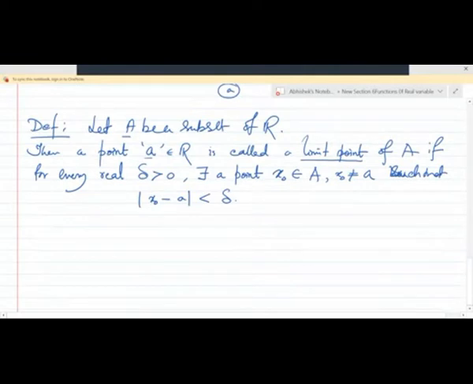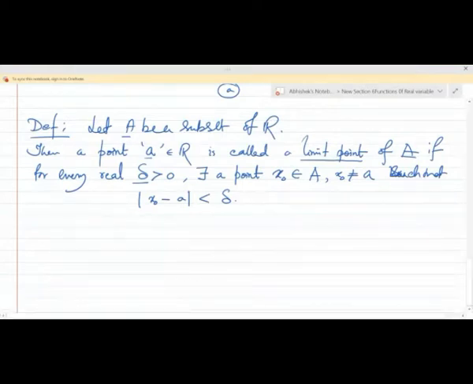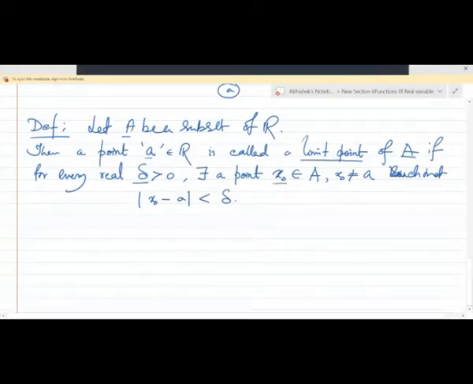That means we are considering those points which are close to the set A, because you can choose this delta as small as you please. However small this delta may be, for those deltas we can find one x naught which is not equal to a, but the distance between x naught and a is less than delta.